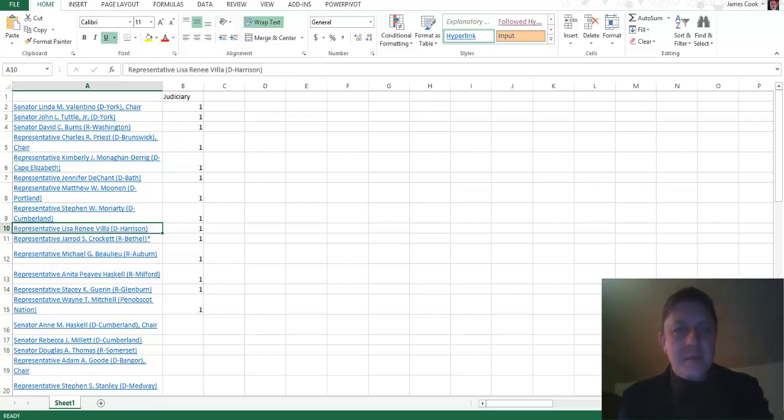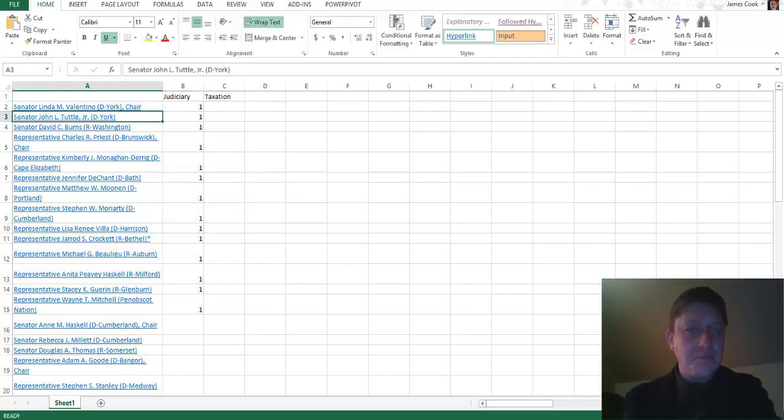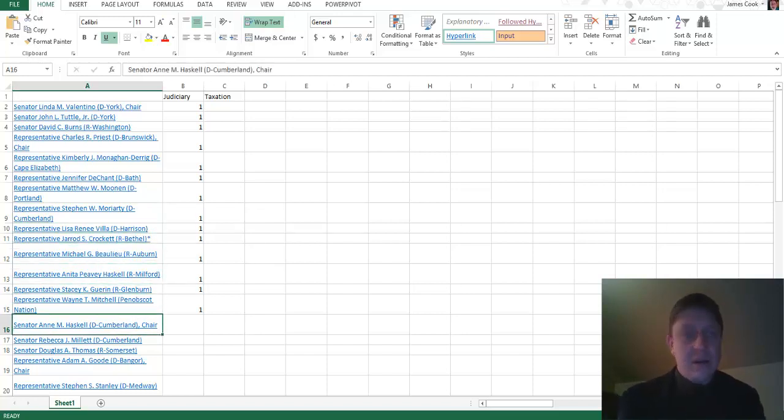What if some members of the Judiciary Committee are also on the Taxation Committee? If so, then by simply cutting and pasting them in, I'll have been doing something unfortunate. I will have unfortunately been contributing to a double set of rows in which one senator or representative is going to be listed twice. So I have to check for that. Let's take a look here.